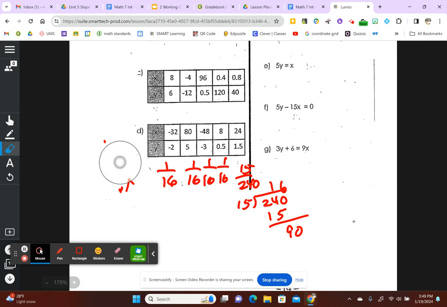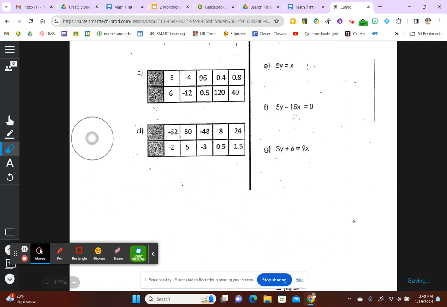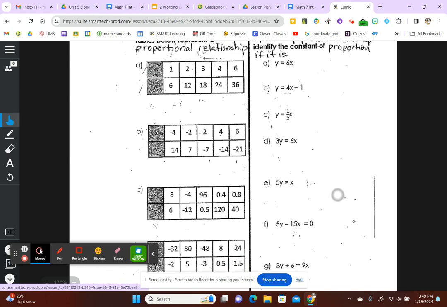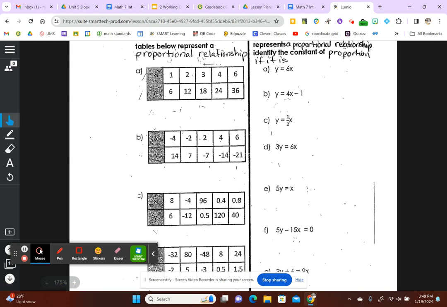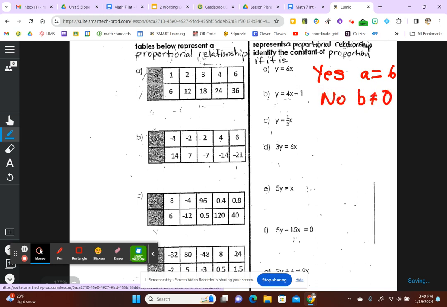Okay, now here this says, do these equations represent a proportional relationship? And if it is, specify the constant of proportionality. So this is yes, because b is 0. And the constant of proportionality I'll call a equals 6. This is no, b does not equal 0. This is yes, a equals 1/2.